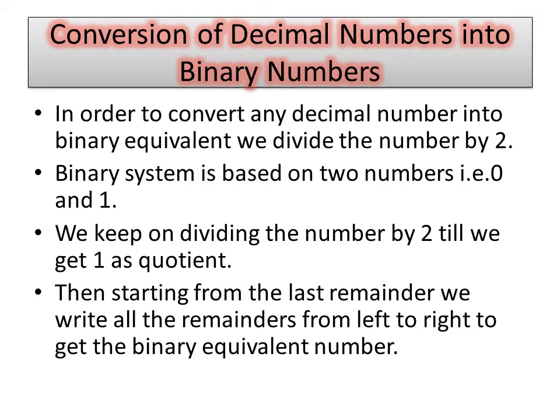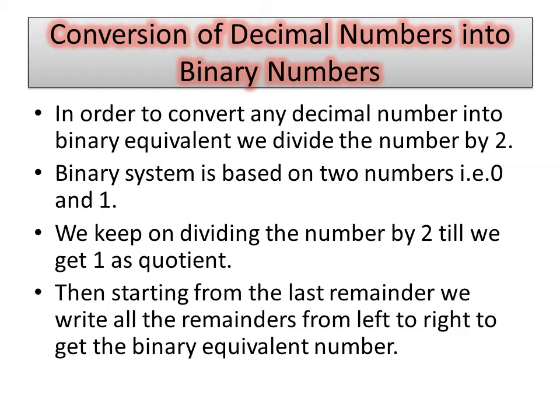We already know that the binary number system is based on two numbers, that is 0 and 1. We keep on dividing the number by 2 till we get 1 as a quotient. Then, starting from the last remainder, we write all the remainders from left to right to get the binary equivalent number. So this is how we can convert any decimal number into a binary number.